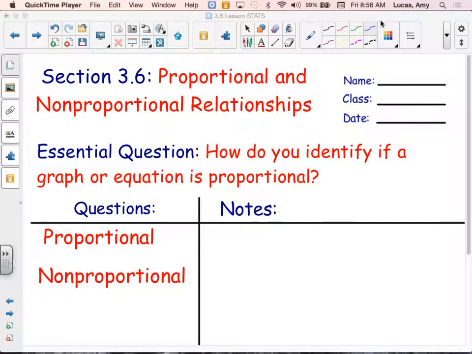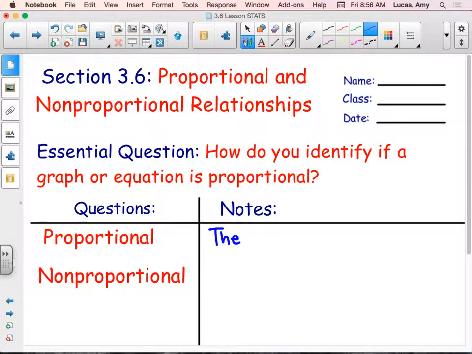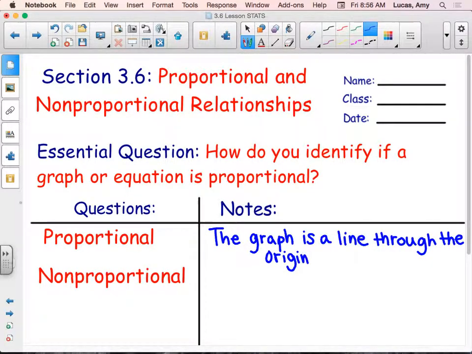When a relationship is proportional, the graph is going to be a line through the origin. So not only does it have a constant rate of change, but it has to go through 0, 0. So an example would be that. So it has to go through the origin.